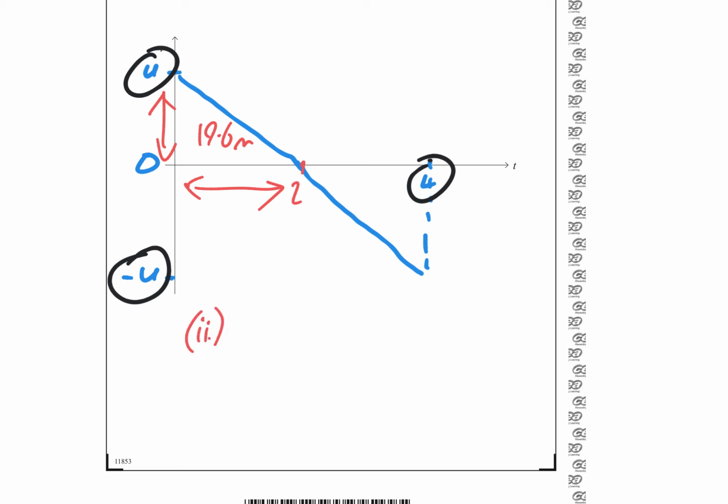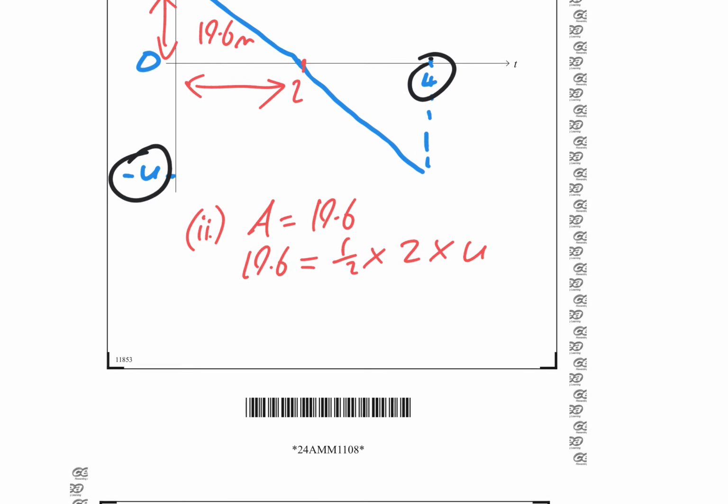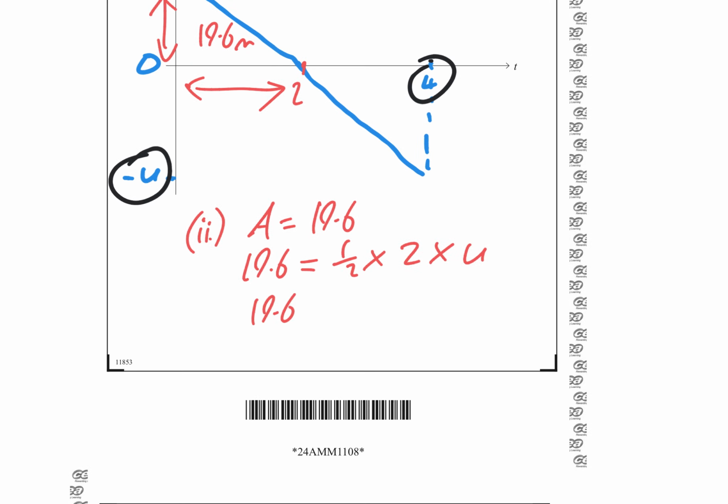Another way of doing it is just to say the area is equal to 19.6. So 19.6 is equal to a half times the base, which is 2, times the height, which is u, which means 19.6 is equal to a half times 2 times u, so u is equal to 19.6 meters per second. So there's 3 ways you can do the same question.